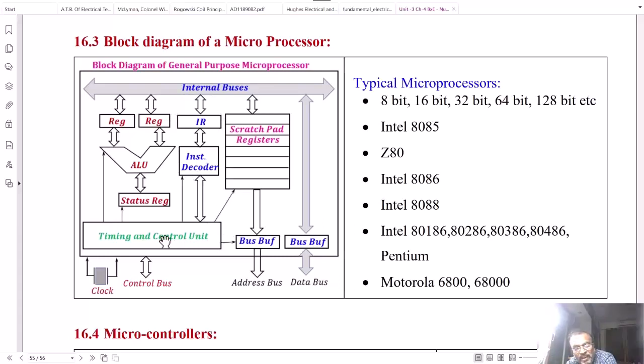So, four major sections in the central processing unit are the arithmetic and logic unit, the scratchpad registers, the instruction register and instruction decoder, and the timing and control unit. With the cooperation of all these blocks by the timing and control unit, the user programs are executed from memory, one instruction at a time.